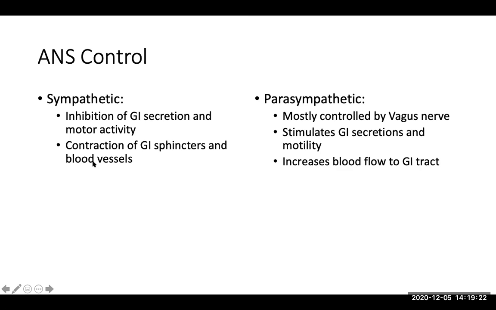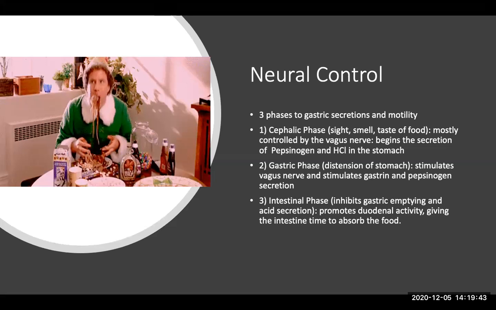The autonomic nervous system, as you remember, helps, whether it's sympathetic or parasympathetic, to control the digestive tract. Sympathetic control inhibits GI secretion, inhibits motor activity, and contracts GI sphincters so that food does not flow through the GI tract. Parasympathetic control, which is controlled by the vagus nerve, cranial nerve number 10, will stimulate GI secretion, stimulate motility, and increase blood flow to the GI tract.